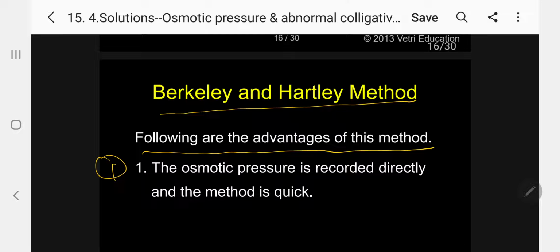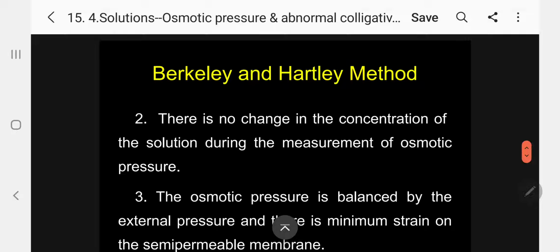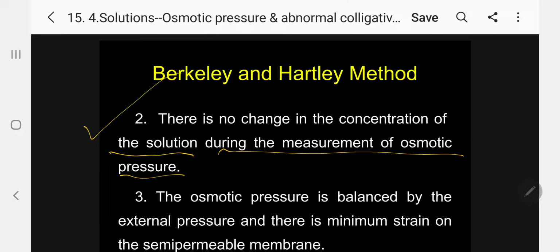One is, the osmotic pressure is recorded directly and the method is quick. It is a direct method and very quick, easy to handle. Number 2, during measurement, there is no change in concentration of solution. Kindly follow. There is no change in the concentration of solution during the measurement of osmotic pressure. And third, the osmotic pressure is balanced by external pressure and there is minimum strain on the semi-permeable membrane. So these are the 3 advantages of this method.